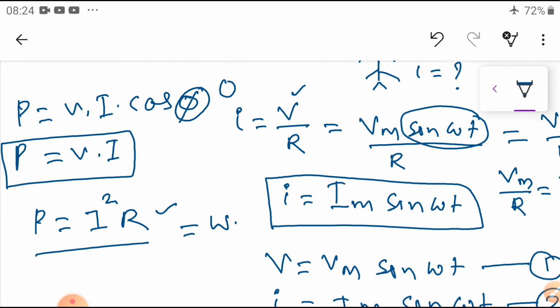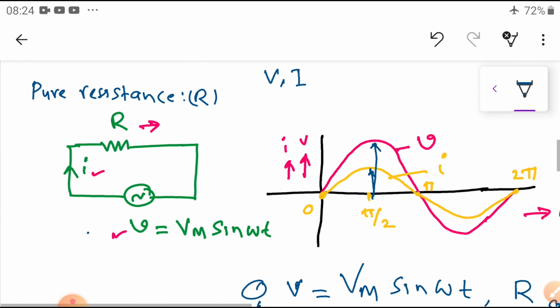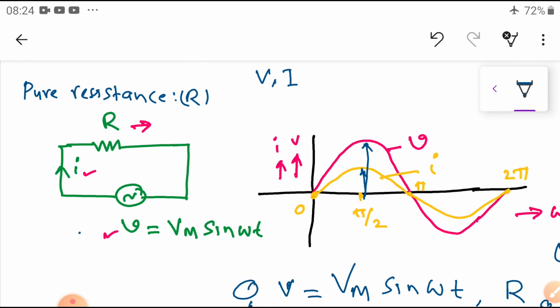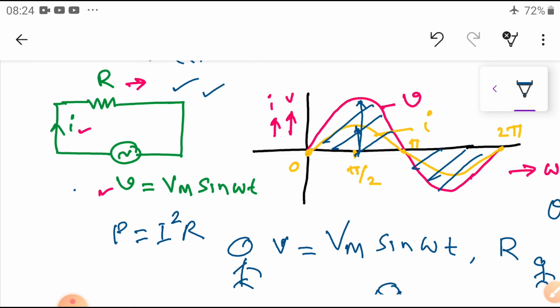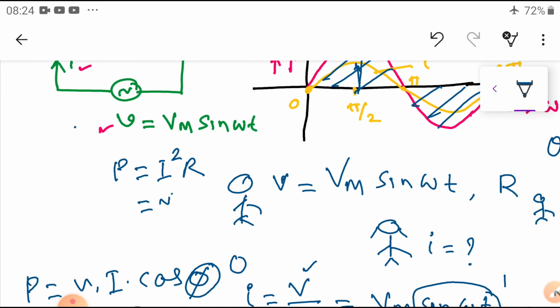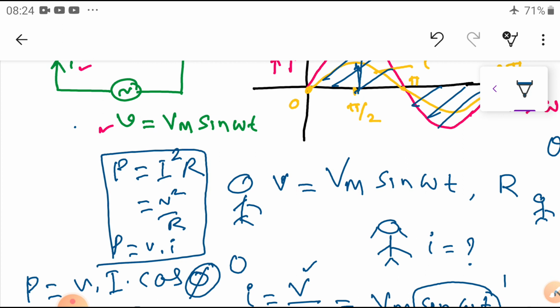Dear students, in case of pure resistance connected in the circuit, during the positive cycle it consumes power, and during the negative cycle it also consumes power. That power is represented by I square R, or we can write it as V square by R, or P is equal to V into I. So we can find these values.